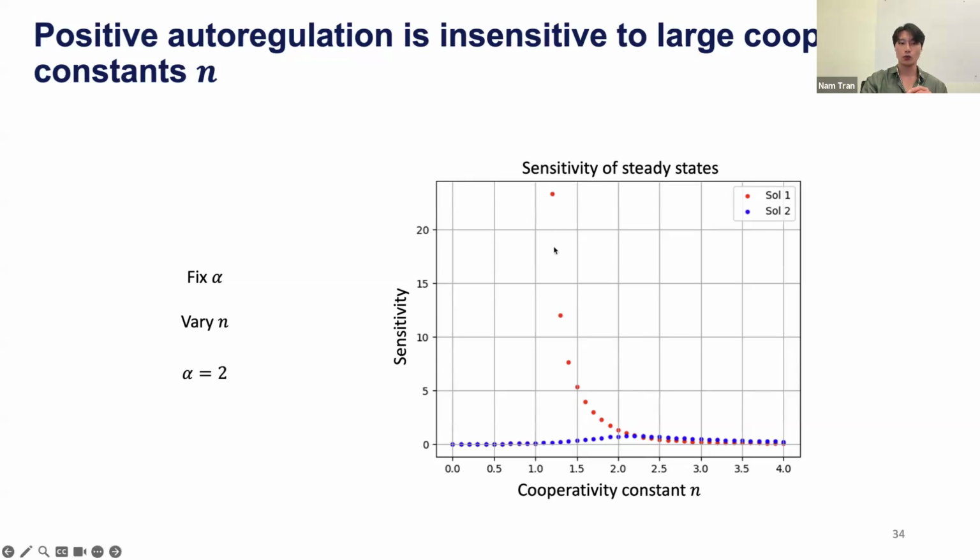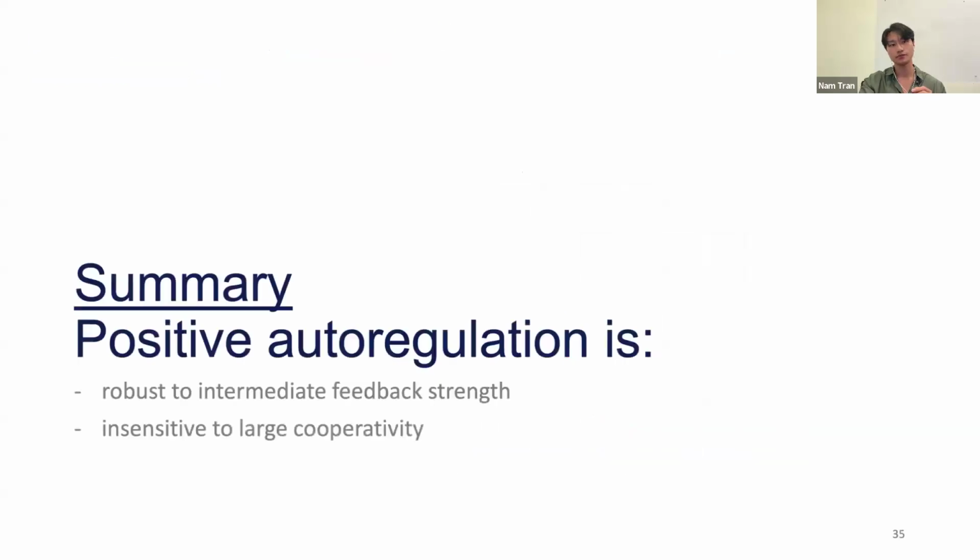For the red steady state, you can see that it blows up for small n, so it's really sensitive, but it's not sensitive for large n. For the blue steady state, we can see that it's not sensitive at all. It's slightly increasing in sensitivity in the middle, but as a whole, it's not. So collectively, as a system, we need both steady states to be robust for the system to be robust. And so the system, in this case, is robust for large n. So in summary, positive autoregulation is robust to intermediate feedback strength and insensitive to large cooperativity.